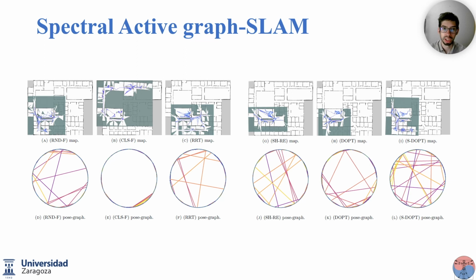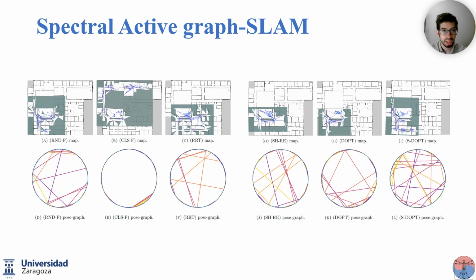In order to evaluate the effectiveness of our approach, we conducted an active SLAM experiment for 30 minutes, comparing our approach to other traditional and state-of-the-art methods. The results we obtained shed light on the advantages of our approach. The maps generated after the experiment are displayed in the first row of the image, while the second row are circular representations of the pose graphs.